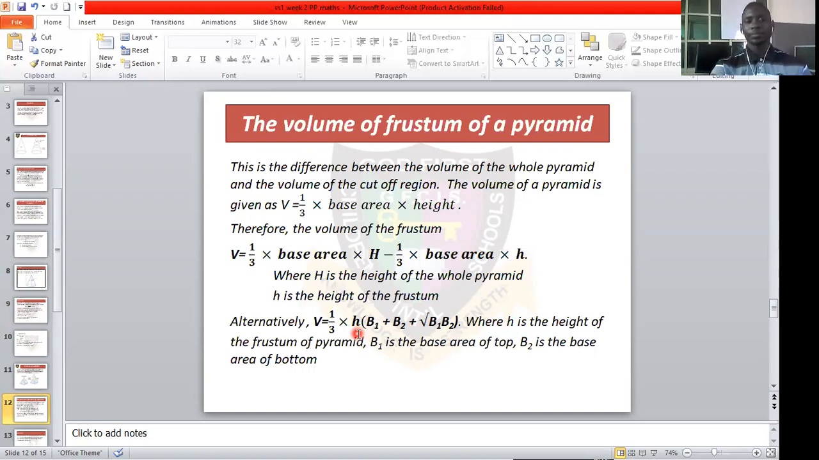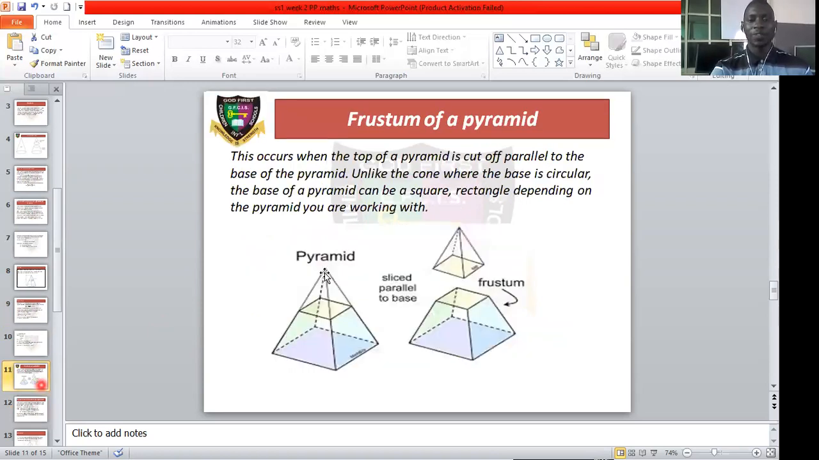So obviously we know that this will be the height, from the vertex here down. And from here, this is the height of the frustum. From here down here forms the height of the frustum, and from here down here forms the height of the smaller pyramid produced after cutting parallel. So let's go.